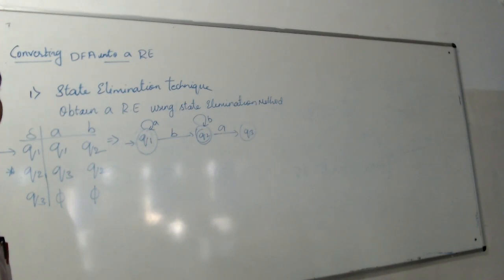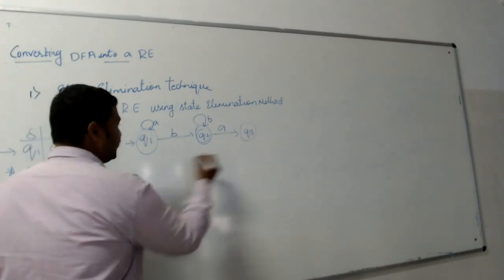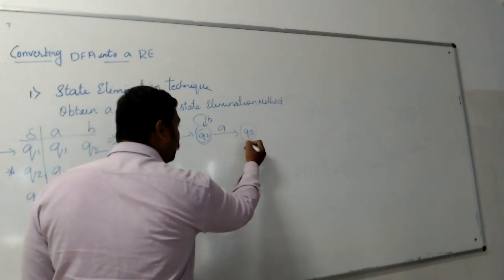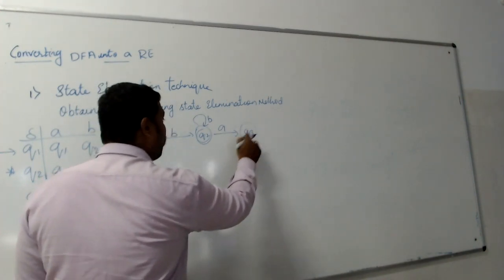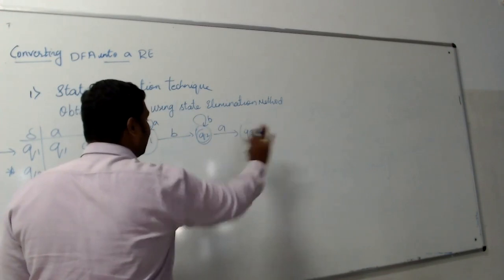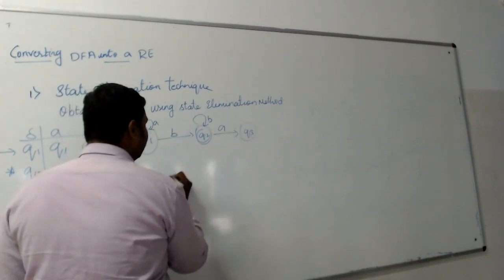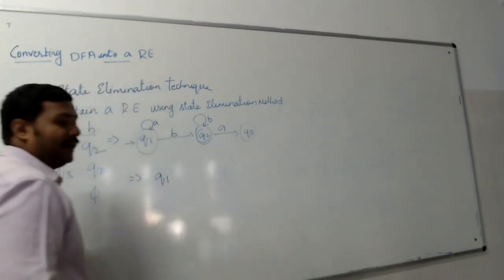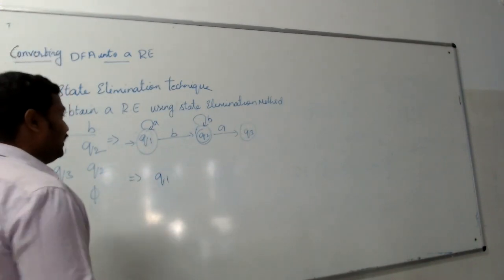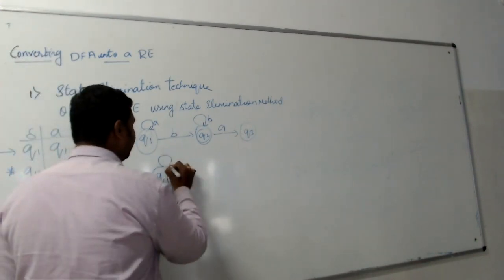Q3 is not useful, because from Q3 upon any input symbols we are not having any transition, hence it can be directly eliminated. Since there is no transition on input symbols from Q3, this can be directly eliminated, and this type of state we call a dead state. We'll remove it.